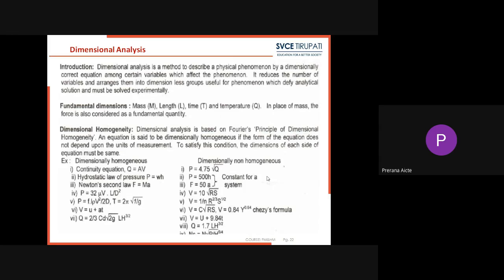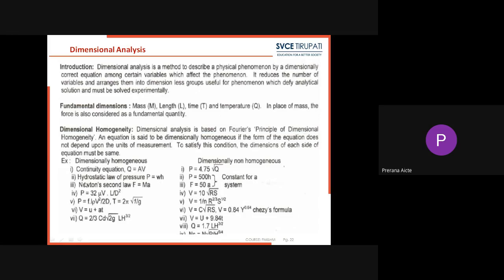So to satisfy this condition, the dimension of each side of the equation must be the same. If we take the continuity equation, that is Q equals A into V, then the unit of discharge is meter cube per second. On the right side, area has the units meter square and velocity has the units meter per second. By multiplying these two, we get meter cube per second. So on the left side and the right side, the units are the same, as well as the dimensions. So we can call this kind of equation a dimensionally homogeneous equation.